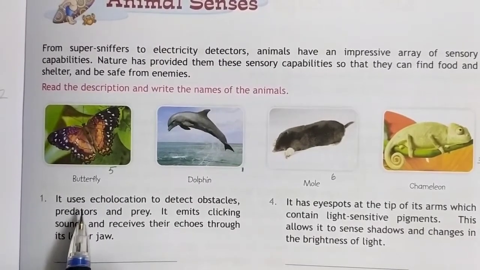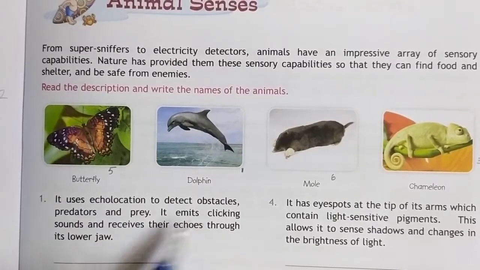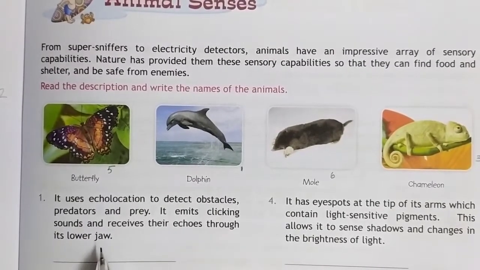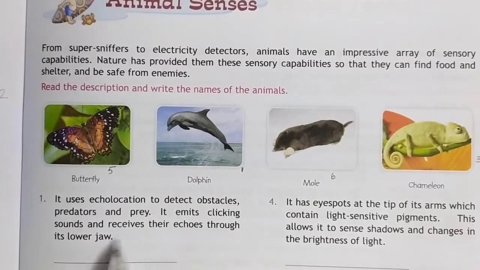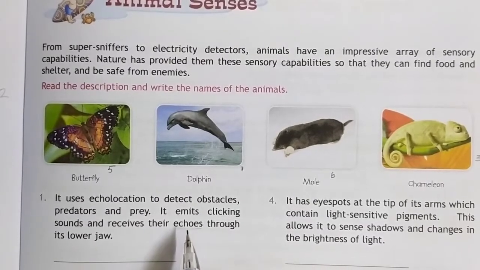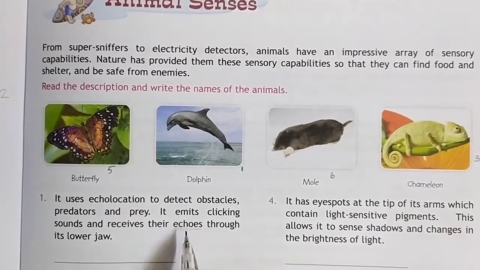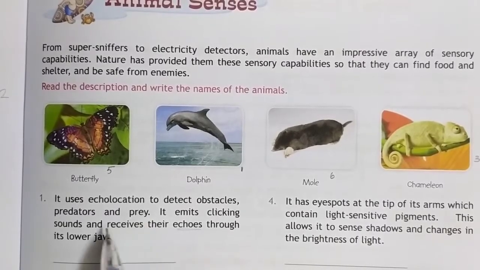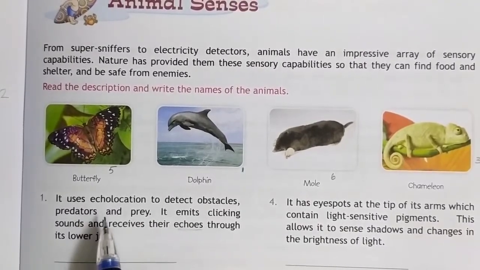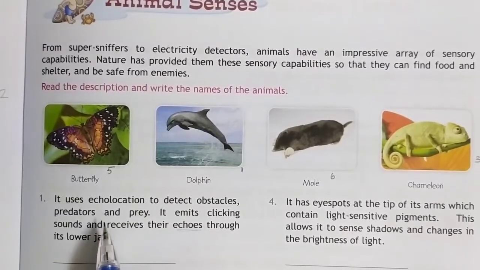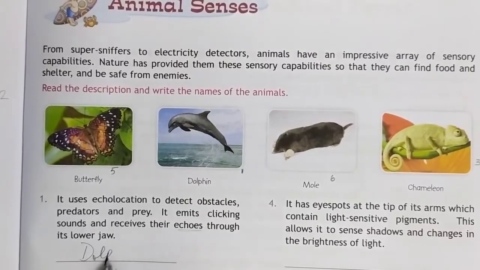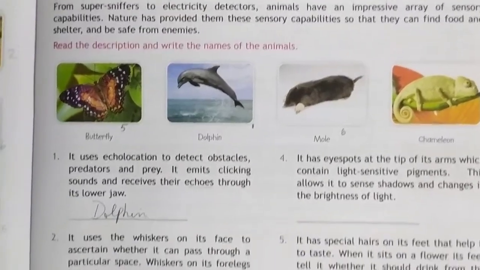Like first one is, it uses echolocation to detect obstacles, predators and prey. It emits clicking sounds and receives their echoes through its lower jaw. So this particular organism uses its lower jaw to detect the echoes, that is the sound variations, to detect its prey. That means it finds out its food. And predators here refers to the enemies which can attack him. So it has to protect itself. The name of the organism is dolphin. So dolphin, write down in the first column.